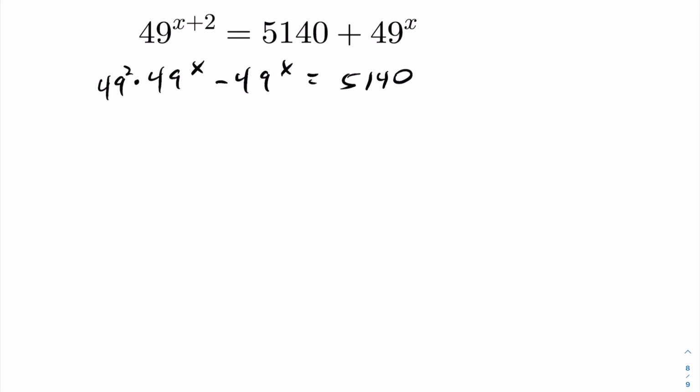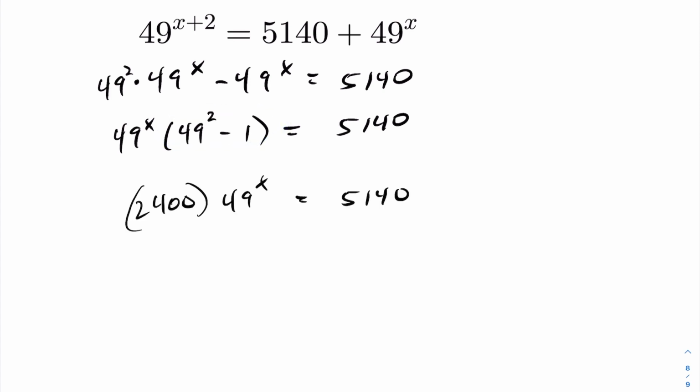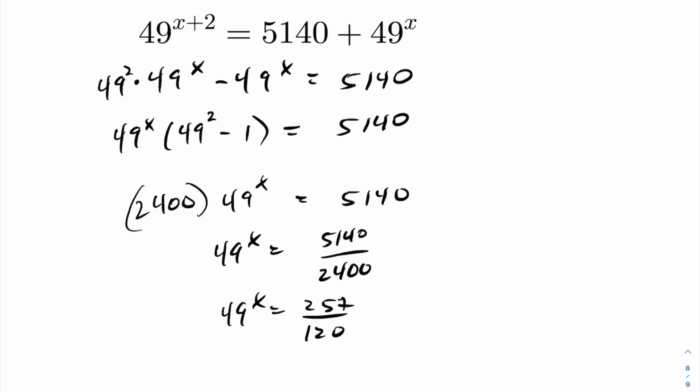Doing so, and also bringing the 49 to the power of x over to the other side of the equation, I can now factor out that 49 to the power of x, giving us, if you calculate 49 squared and subtract 1, you end up getting 2400. Dividing across by 2400, and simplifying the right-hand side, we get 257 over 120.